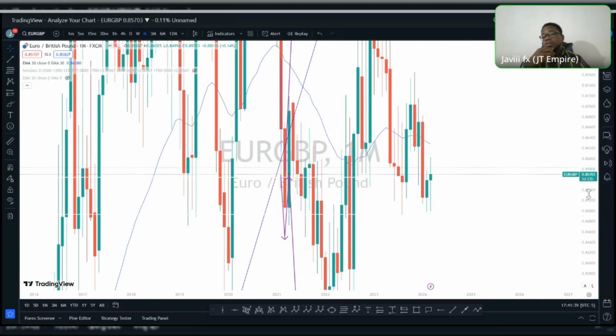I just generally look at the monthly to see how the market is distributing, and right now we're close to the end of the month. The market will soon close the monthly candle because we're now on the 23rd of March. So this candle right here will close soon, which is something to note and be mindful of.